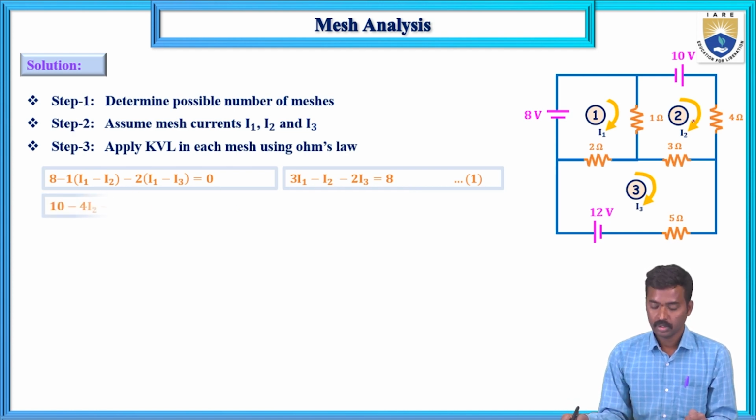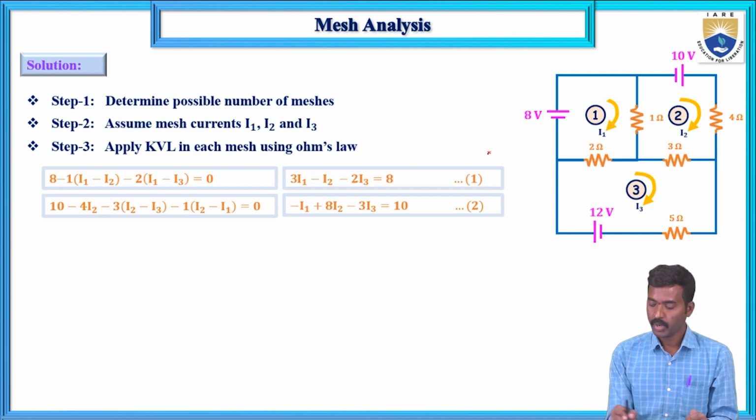Next, 10 equals 4 into I2, 3 into (I2 minus I3), minus (I2 minus I1). This one: minus I1 plus (4 plus 3 plus 1) 8 I2 minus 3 I3 is equal to 10.